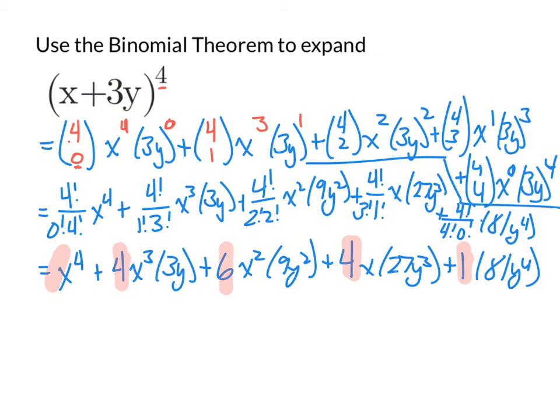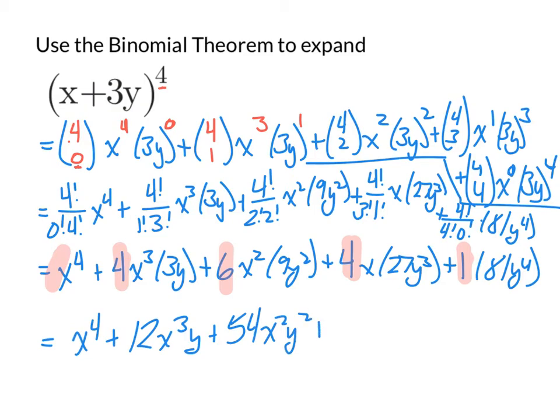But now we can just finish it up. X to the 4th plus 12x cubed y plus 54 x squared y squared plus 108 xy cubed and 81 y to the 4th. And that's how you use the binomial theorem to expand a big old polynomial like that.